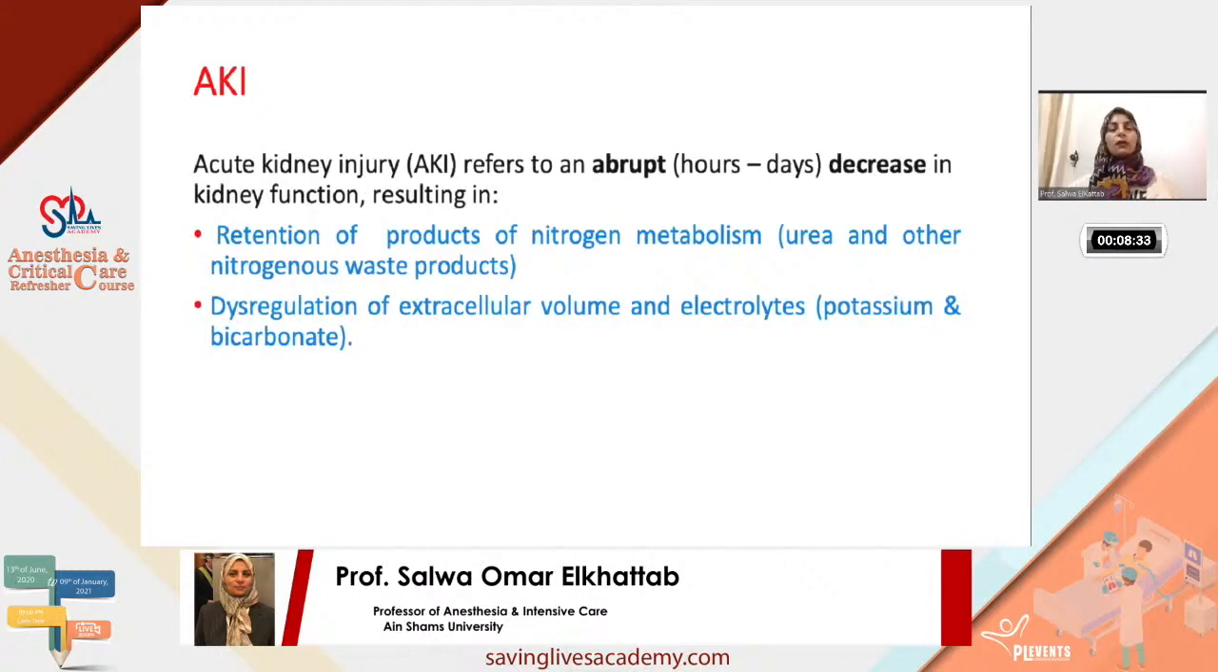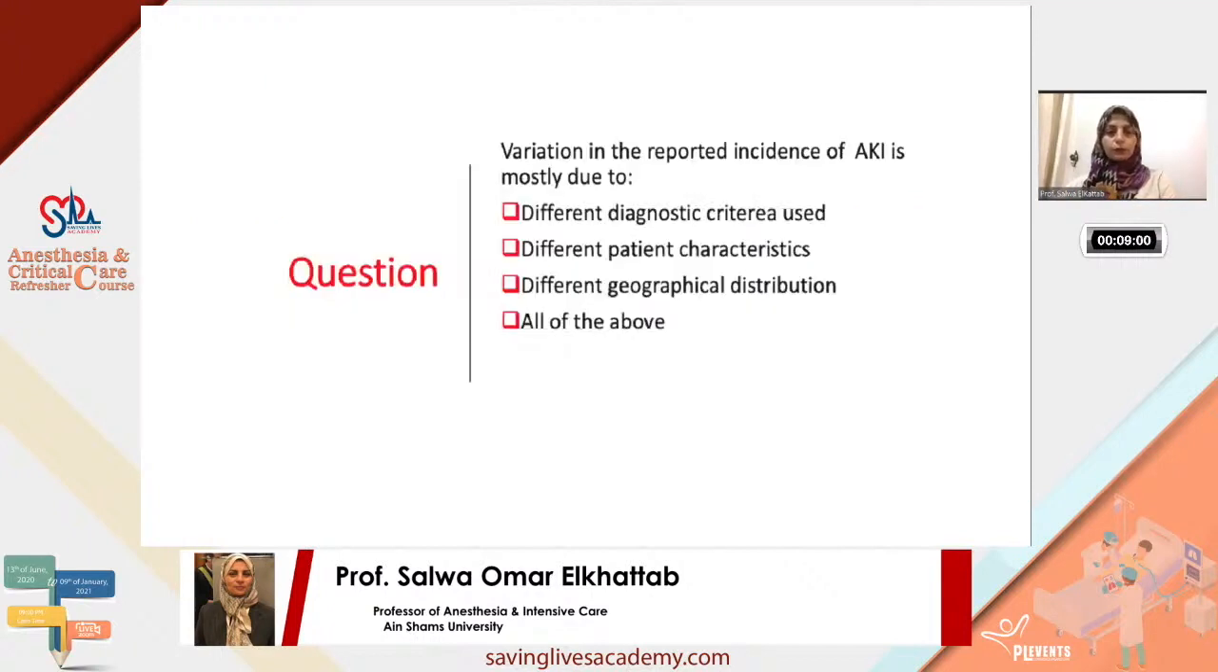This is acute kidney injury. Acute kidney injury is an abrupt, which means over hours to days, abrupt diminution of the renal function with resultant retention of metabolic products, the nitrogenous metabolic products. And at the same time, there will be a dysregulation of extracellular volume and electrolytes, namely potassium and bicarb.